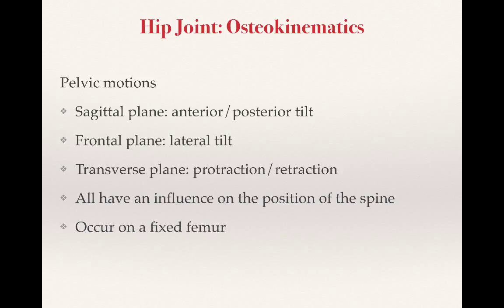All of these are going to have an influence on the position of the spine. But what I want you guys to think about right now is just take the anterior and the posterior tilt as an example. And I want you to think what an anterior or a posterior tilt will do to the movements of the spine. How does the posterior tilt or the anterior tilt affect the position of the spine?